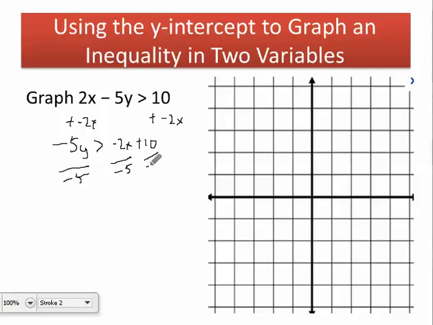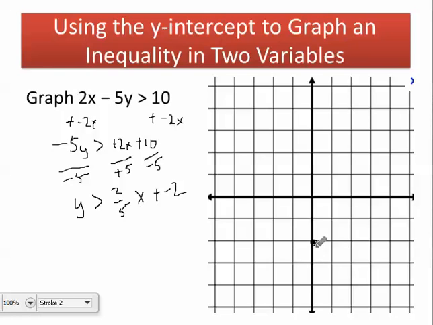And one of the tricks you can do here is divide both of them by negative 5. And you wind up with y greater than, negative divided by a negative is a positive, 2 over 5 x plus negative 2. Hey, now that's in a format that we can graph. I'm going to come down here to negative 2 and make a point. There's one there.